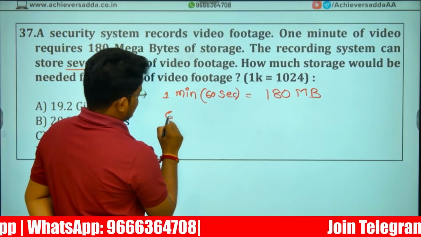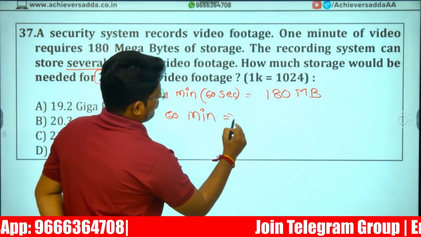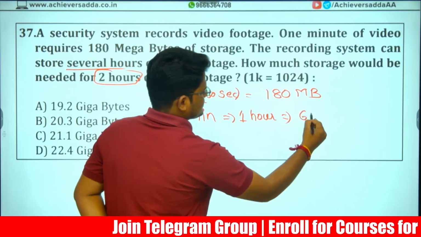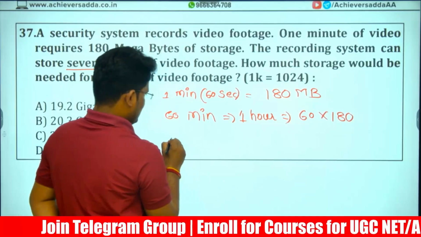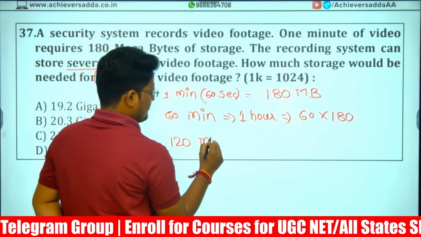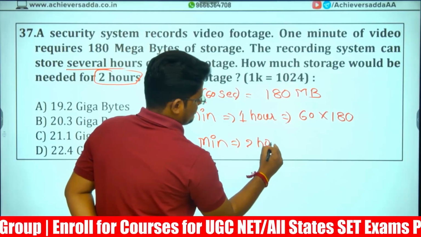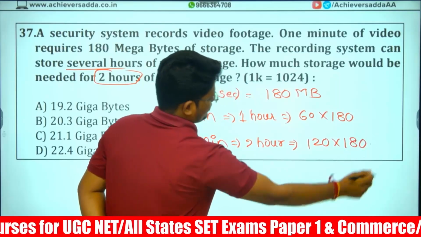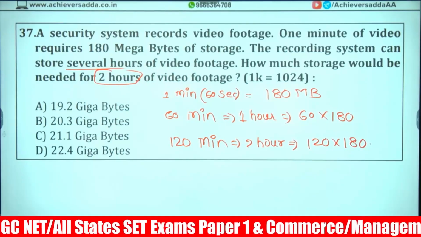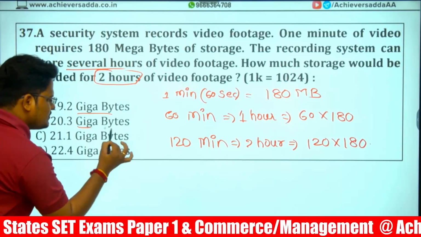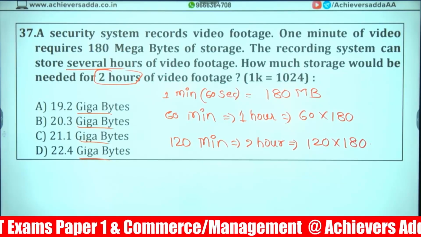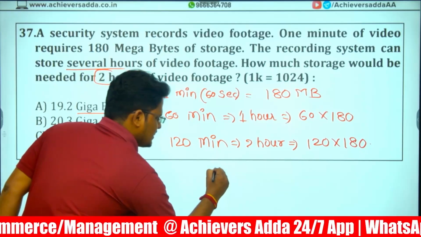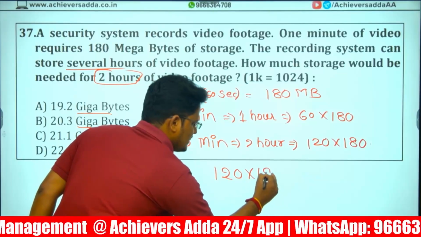So 2 hours, 60 minutes for 1 hour. So that is 60 into 180 per minute, na? Next, 2 hours means 120 minutes. So can I say 120 into 180? I am giving the calculation by hand. As the options are in GB, what do we need to divide? Simply, options are in GB, na? So options are in GB means 120 into 180.